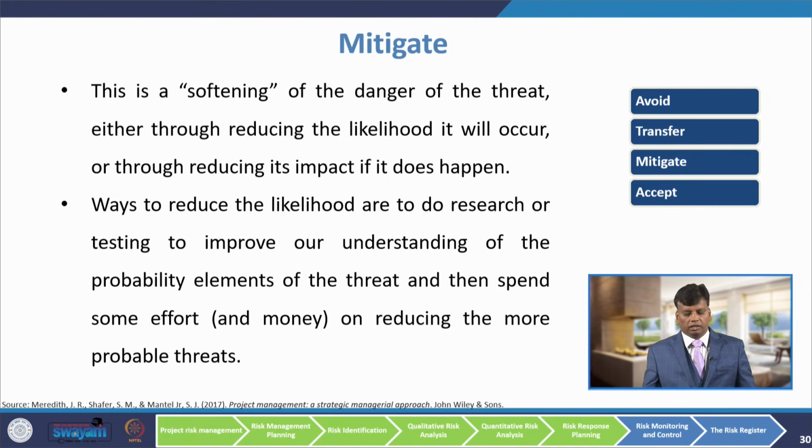This is softening the danger of the threat, either through reducing the likelihood it will occur or through reducing its impact if it does happen. The ways to reduce the likelihood are to do research and testing to improve our understanding of the probability elements of the threat, and then spend some effort, for example money, on reducing more probable threats.